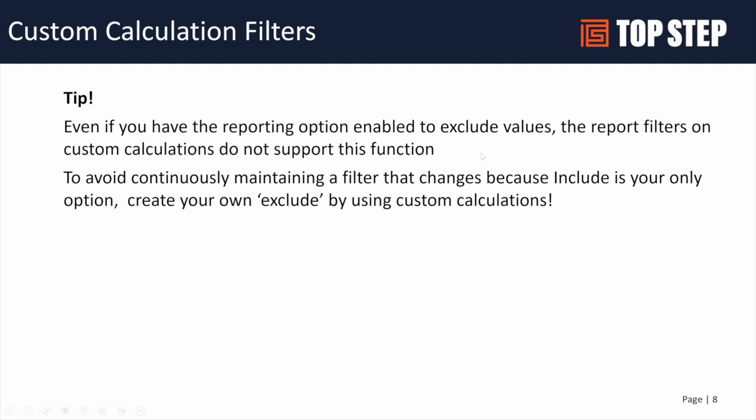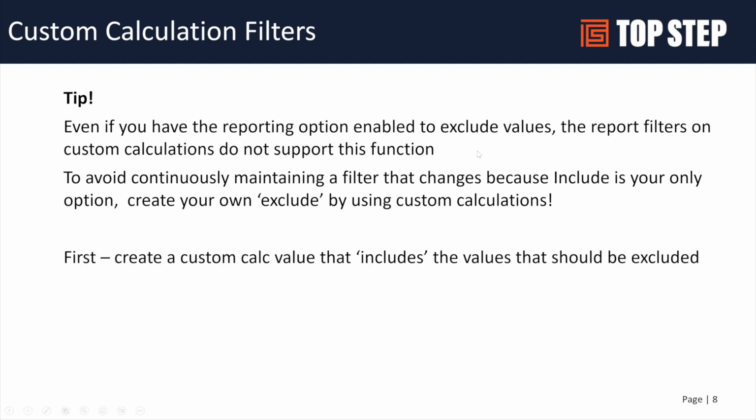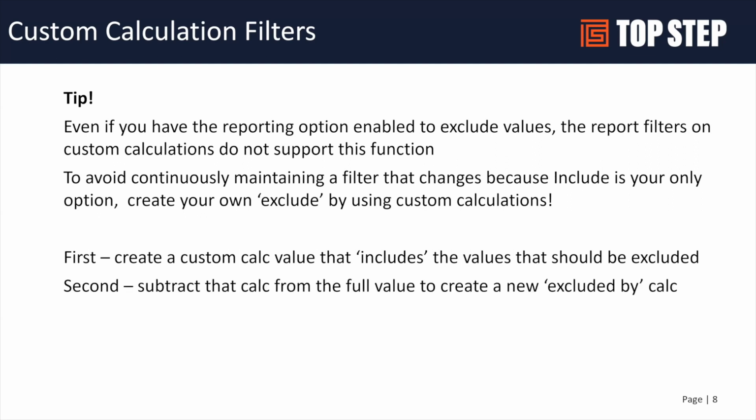So there is a trick to being able to create an exclude custom calc without being able to do it in a direct filter. The way you would do that is first you would create a custom calc that includes the values that should be excluded. Second, you would then create a new custom calc that subtracts that calc from the full value.